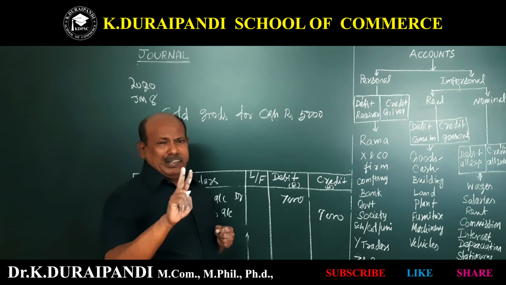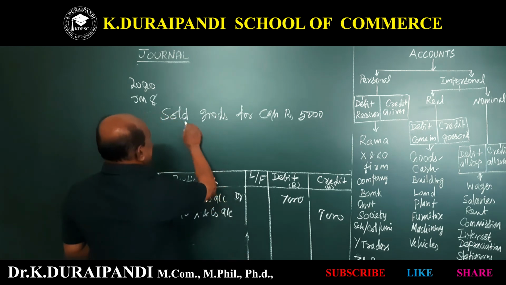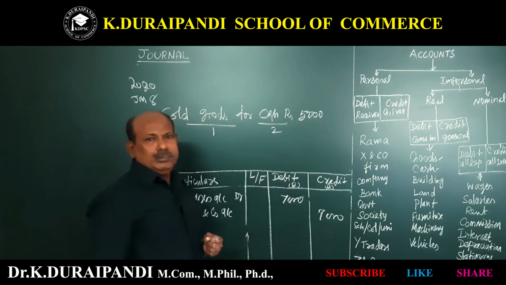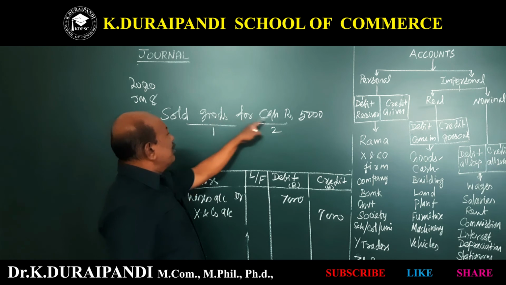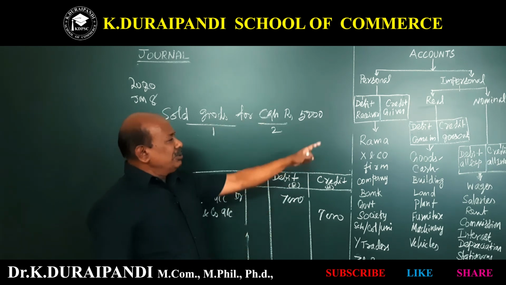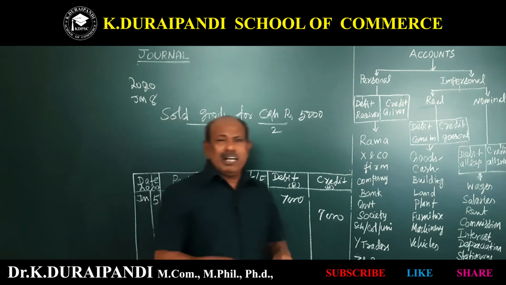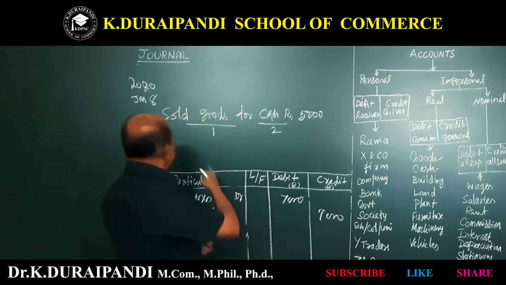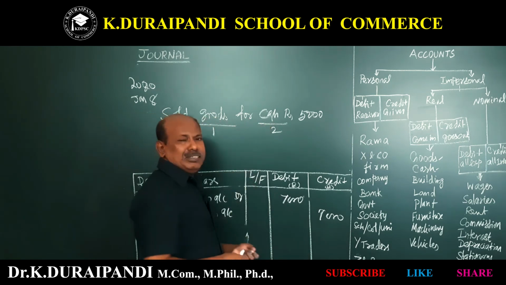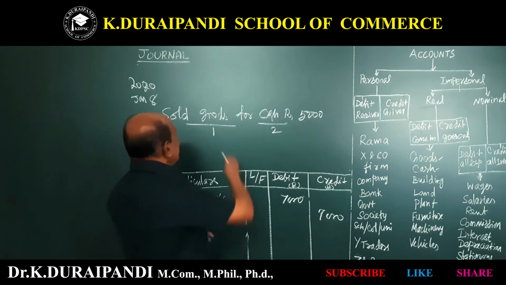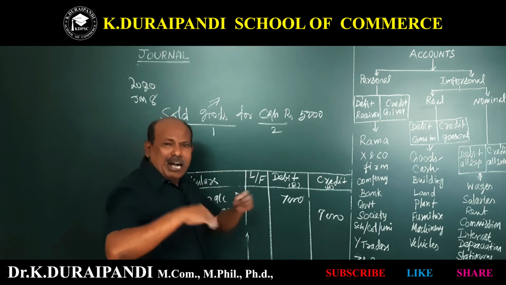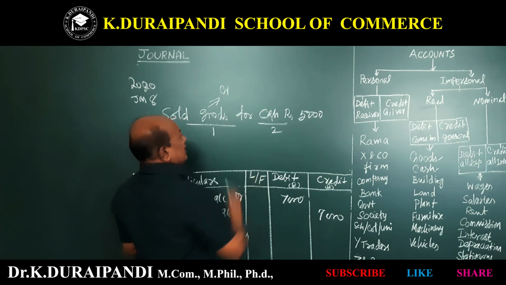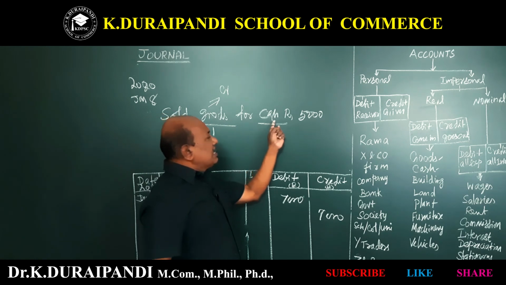To write a journal, we need two accounts. Here, goods is one account, then cash is another account. We refer that both items are real accounts. You see the real account rule. Debit what comes in, credit what goes out. Look here. Sold goods for cash. Selling the goods. Goods goes out of our business. So credit what goes out. It should be credited.